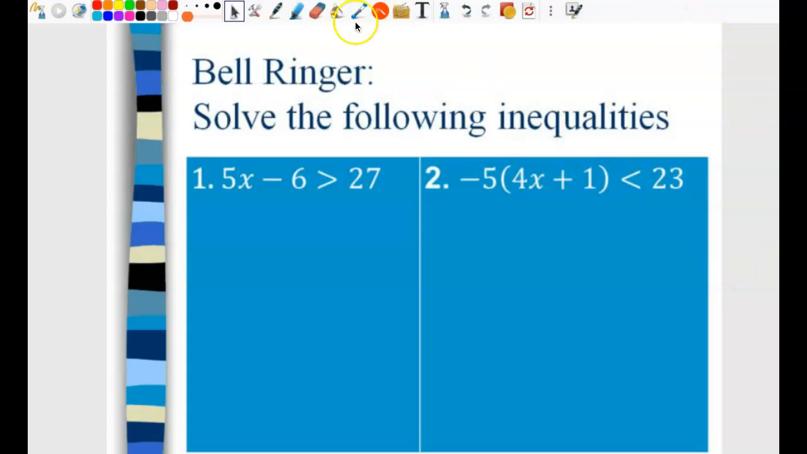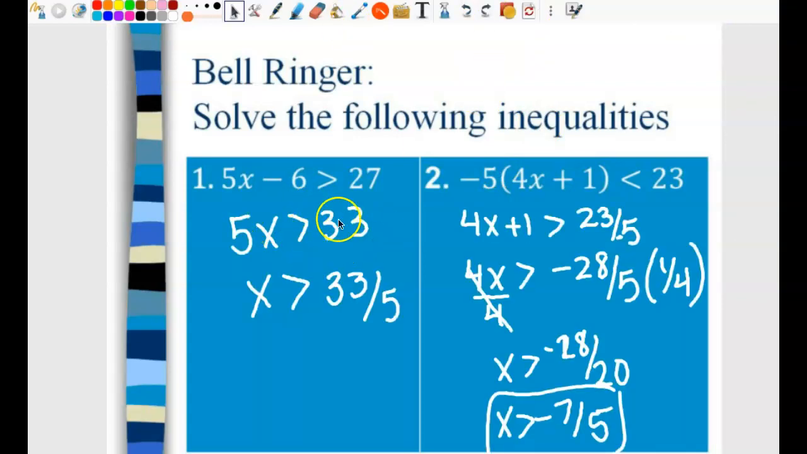Right? So when we do that, over on the left, we have 5x is greater than 33. Divide both sides by 5, and we get x is greater than 33/5. And on the right, you had two choices. You could have divided both sides by -5 to start, changing the direction of the inequality. You could also have distributed the -5 and then added 5 and then still just divided by a negative value and ultimately simplified to x greater than -7/5.